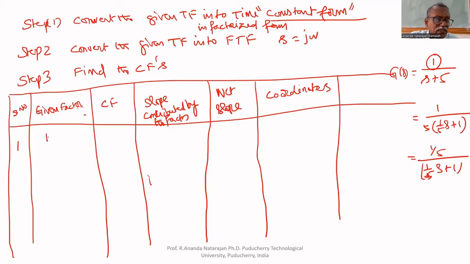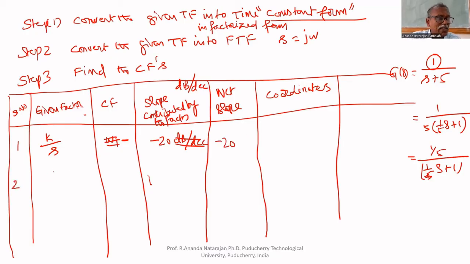The first factor is k by s. There is no corner frequency for 1 by s, therefore we have to put a dash. The slope contributed by the factor is minus 20 dB per decade. Am I correct or not? Or you can put the unit here, dB per decade, and simply put minus 20. Net slope is minus 20 dB. Before that, there are no factors. Now we have to find the coordinates.